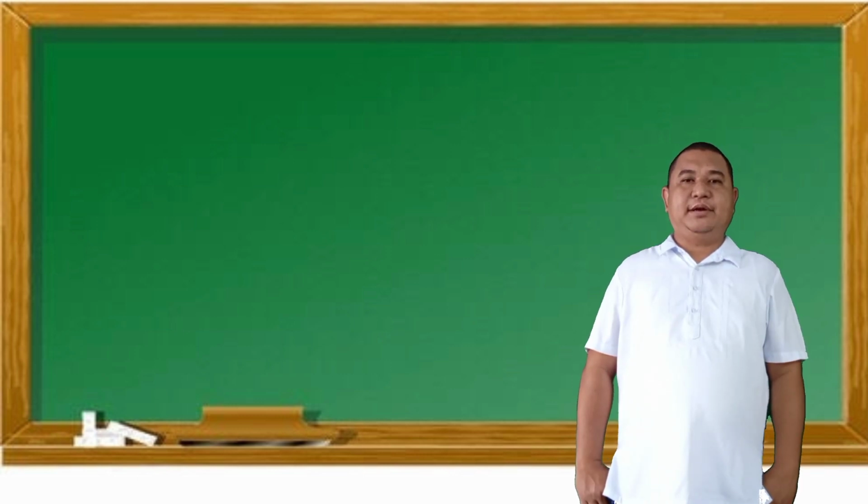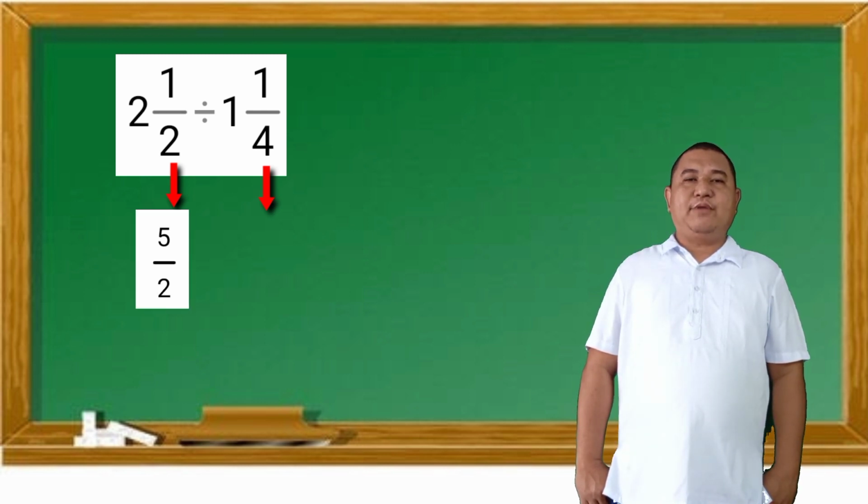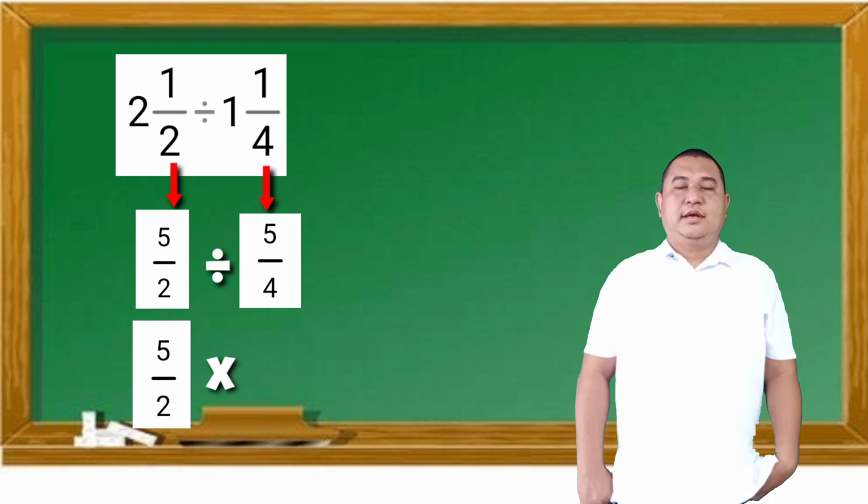Let me give you another example. 2 and 1/2 divided by 1 and 1/4. Convert mixed numbers into improper fractions. We have 5 halves for 2 and 1/2, then 5/4 for 1 and 1/4. Let's now divide 5 halves by 5/4. Copy the dividend 5 halves, change division symbol to multiplication symbol, then get the reciprocal of 5/4, which is 4/5.